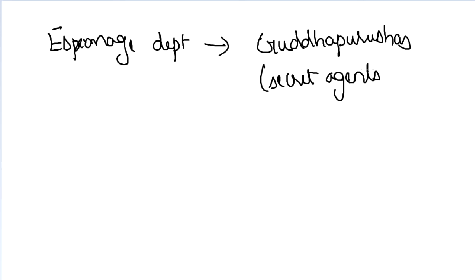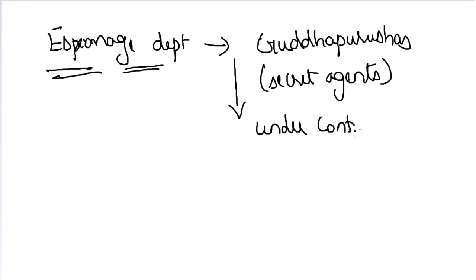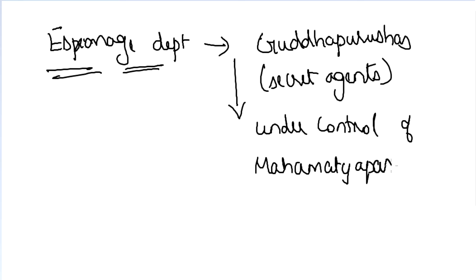So there were secret agents for the espionage department, which were called the Guddhapurushas. They were the secret agents, and they were under the control of Mahamatyapasarpa.